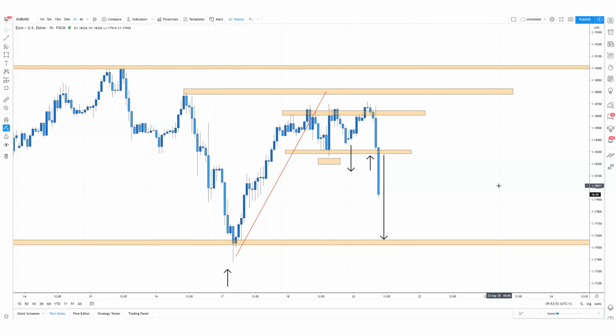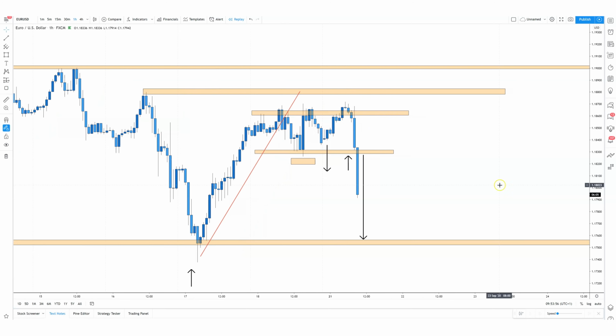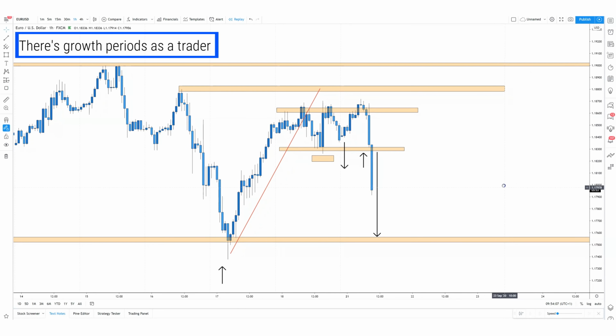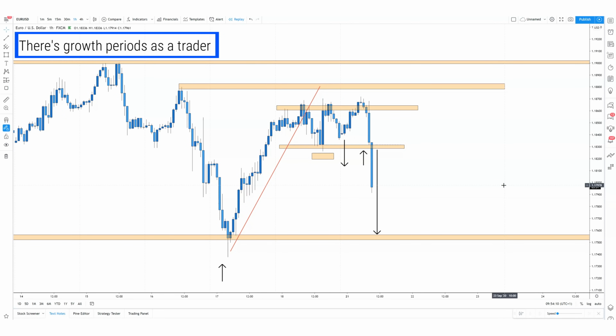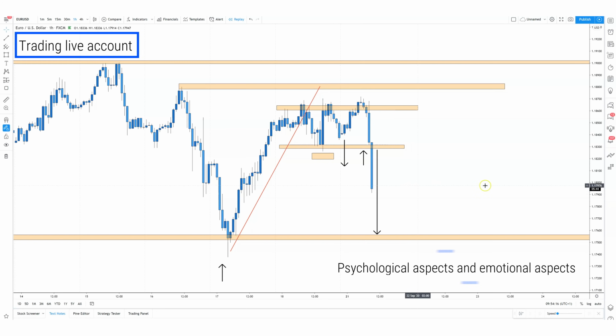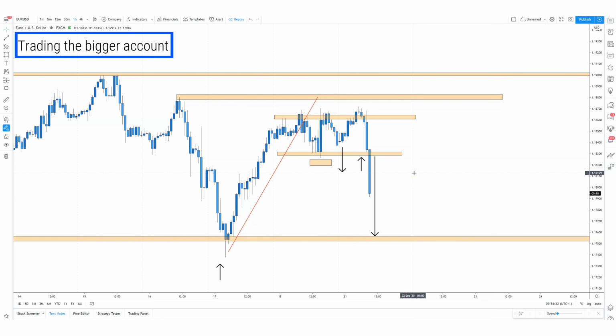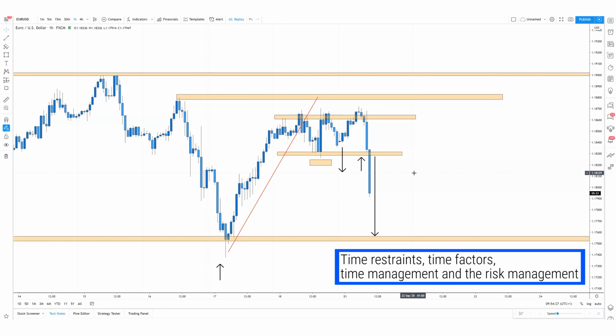Now, if you're taking trades willy-nilly because you think that you're a support and resistance trader or a supply and demand trader, and you just wait for price to get back to a certain key level and look for a wick rejection, that's not going to help support you in the long run. And for sure, it's definitely not going to help you transition, because there are growth periods as a trader. When you're starting off and trading demo accounts, you then have to transition to the next growth period, which is trading a live account, dealing with the psychological aspects, the emotional aspects. Then you have to transition to trading a slightly bigger account, and you have to deal with the time restraints, the time management and the risk management. And then there's just a growth period, right?